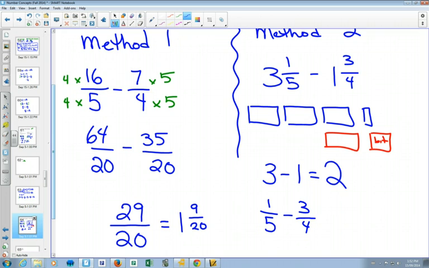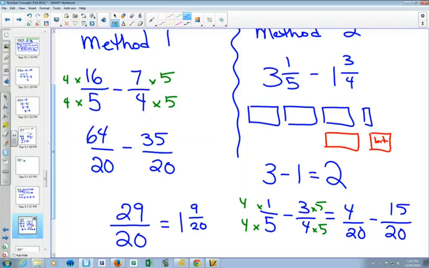So again, those pieces aren't the same size. And what ends up happening is we need a common denominator, which we know is 20. So we times by 4, times by 4, times by 5, times by 5. And when we get the pieces to be the same size, when we think about our fractions, we have 4 pieces and we eat 15 of them. Where's the problem there?